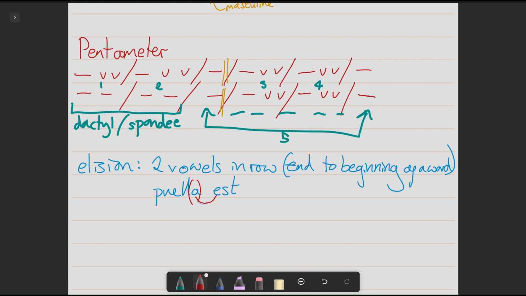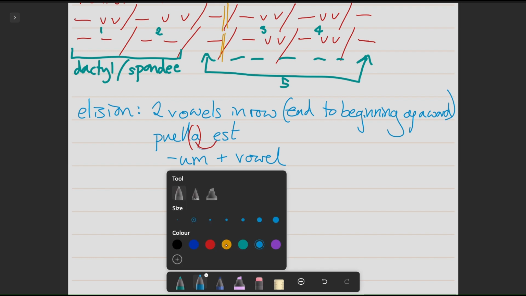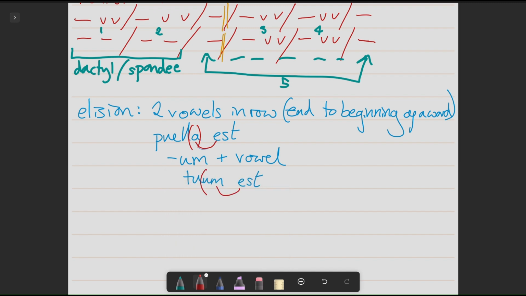However, you can also have elision if a word ends in M and then in the next word there is a vowel. For example, tuum est. They don't like that. They don't like saying tuum est, even though I think it flows perfectly well. So instead they elide it. You don't pronounce the UM and it goes to est, and again the E of est is where the long or short syllable will go on.